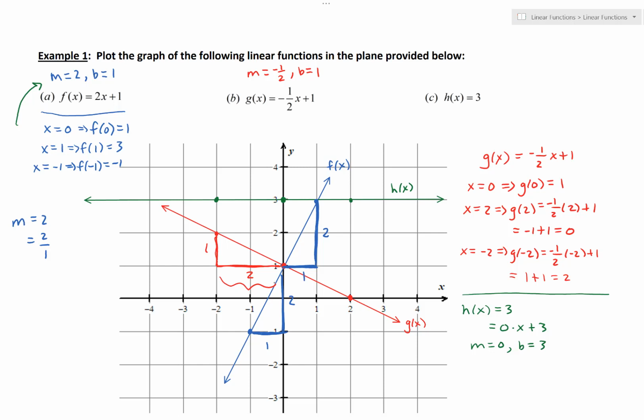Now I take that change in the output direction, where the change in the output direction is actually a 1 minus a 2, which is a -1. So in this case, the m, right, I've gone down 1, hence the negative, and I've gone to the right 2. Again, this is the change in the output direction over the change in the input direction. So this is this idea of m. M is called our slope.